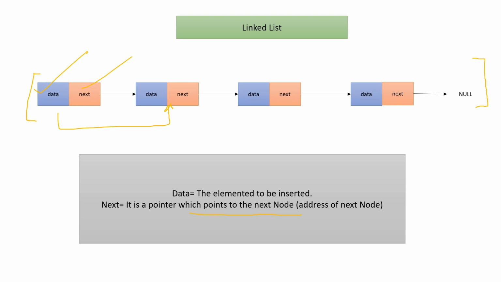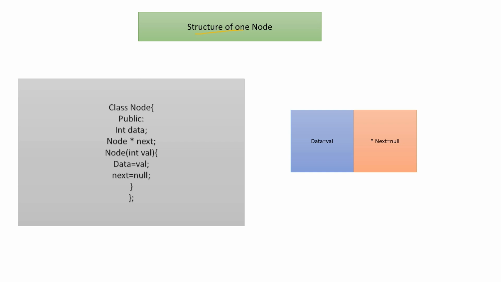Now let's move forward to the structure of one node. Our one node looks like this. Our data stores the value which the user wants to insert, and initially the next will be null, because it depends on which insertion operation we are performing: insert at end, insert at head, or insert in between. So this is how the structure of one node looks.